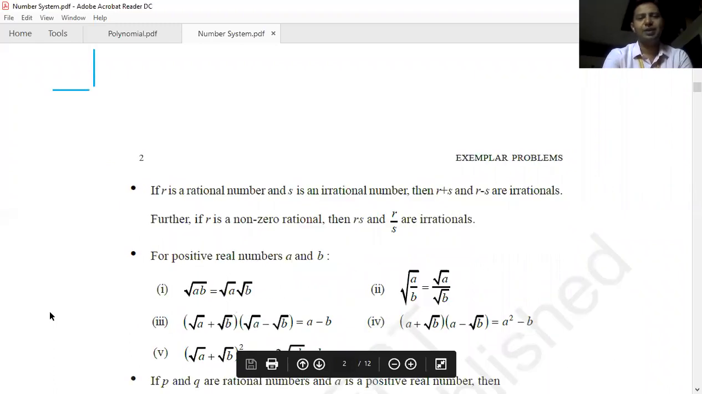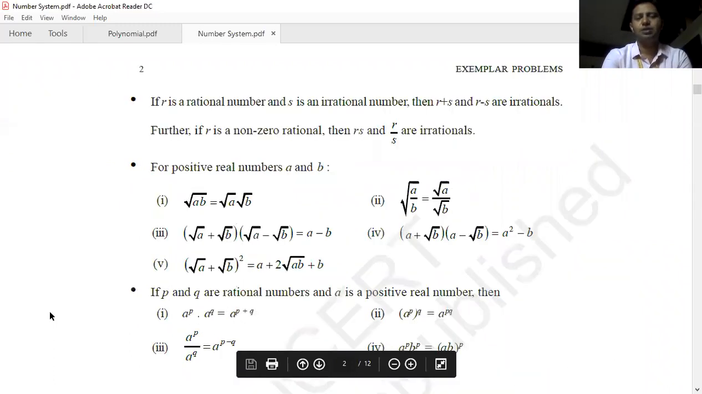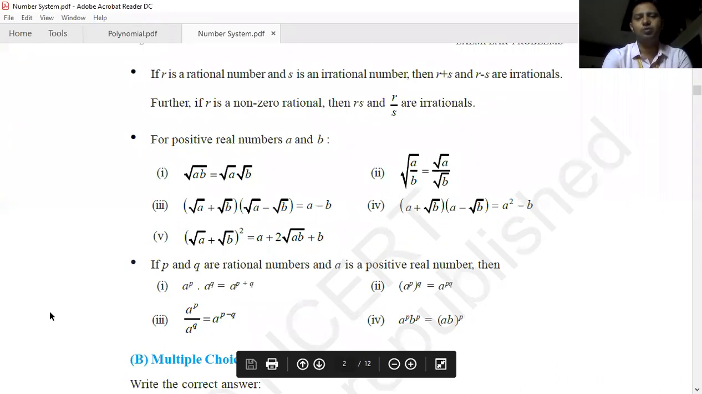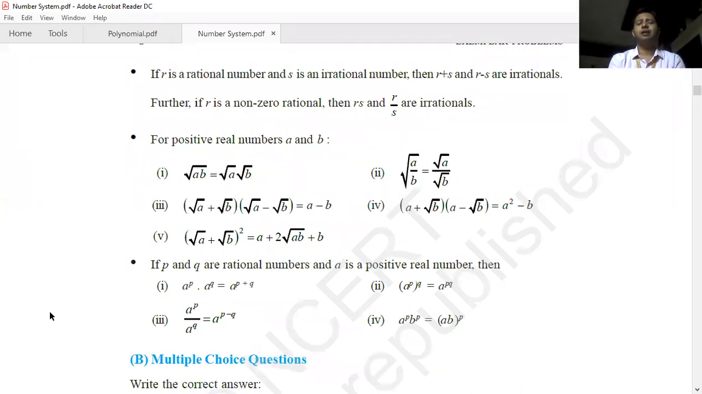They defined rational and irrational numbers. There is the identity root AB is equal to root A into root B. This is nothing but the general identities, a plus b, a minus b, a plus b into a minus b, a square minus b square, a plus b whole square, in the form of irrational numbers.